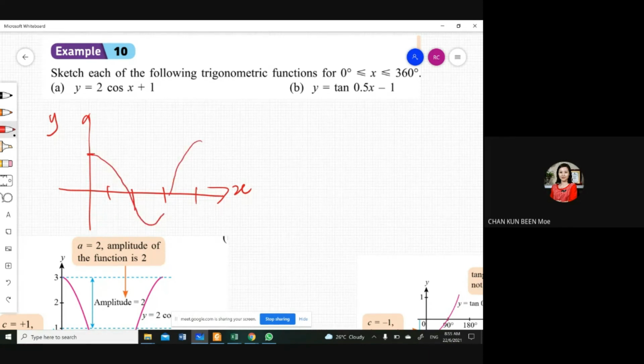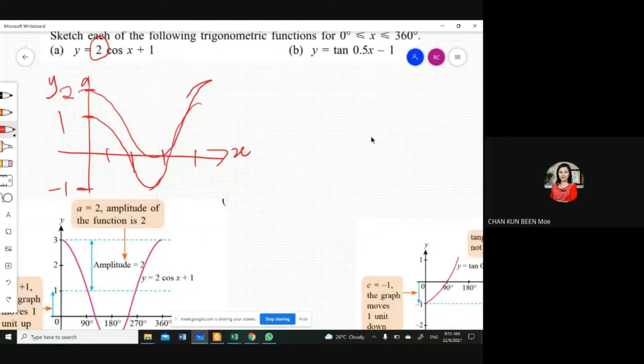Something like this, huh? This is a 1, this is a negative 1. Now when it moves to 2, you have a 2 up here, so you have something like this. Roughly only, huh? Now, when they plus 1, what does the plus 1 over here mean?